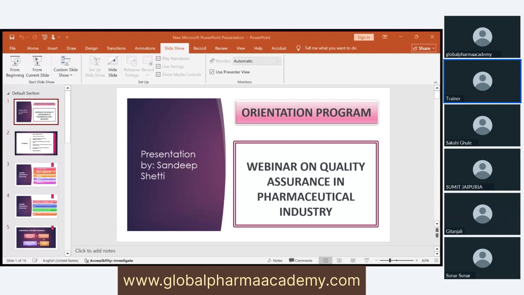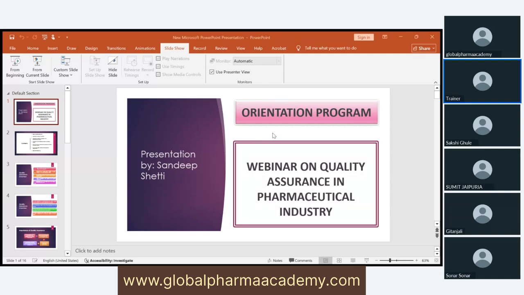How will quality assurance achieve this? They will set procedures, because across industry, as in the education field, you have a set syllabus. Accordingly you study, and only then will you be able to appear for the exam. Here also there is a set of procedures which all departments have to follow, and these are governed and supervised by the quality assurance department.